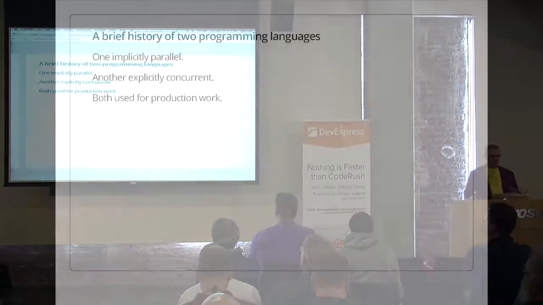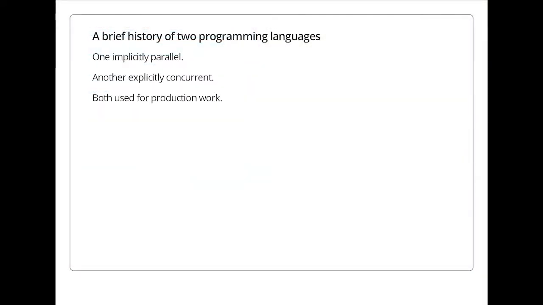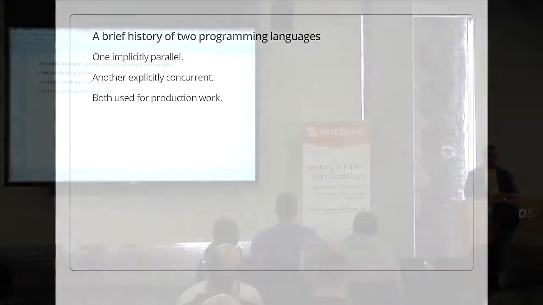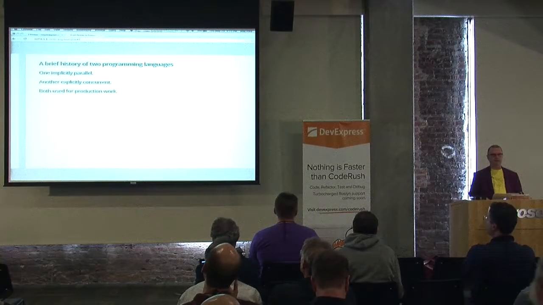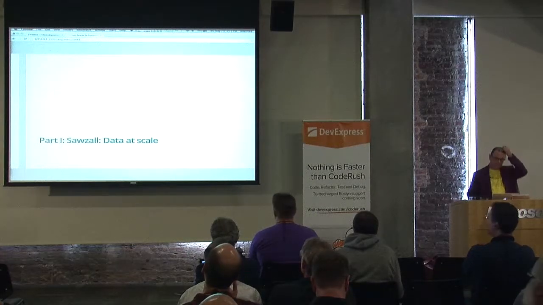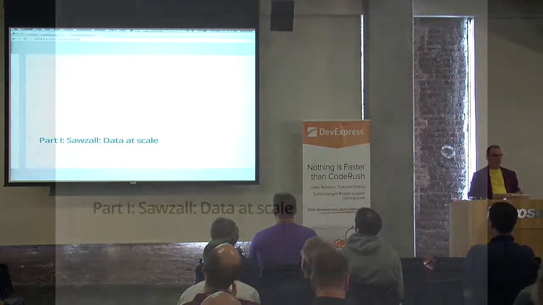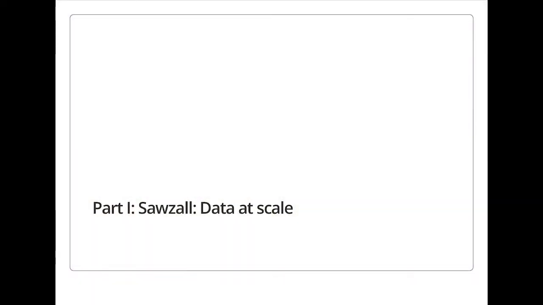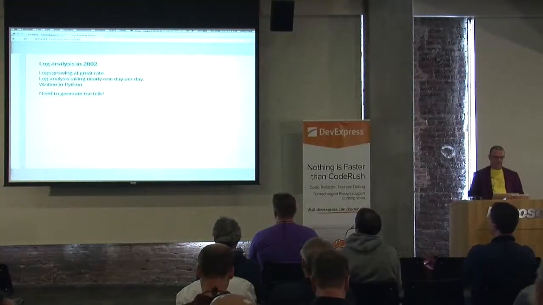I'm going to give you a brief history of two programming languages I've been involved in the design of. One, I was kind of the principal designer. The other, I was a co-designer. One of them is invisibly and implicitly parallel, and the other one is explicitly concurrent. And both of them have been used to do real stuff. The first one, most of you probably never heard of, but was very important for a while at Google. It's a language called Sawzall, and it was a big data processing language.